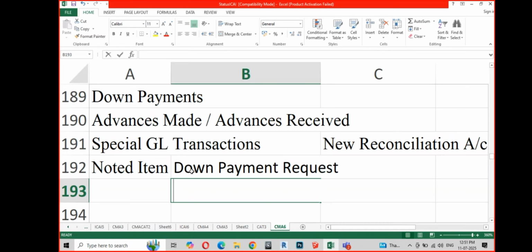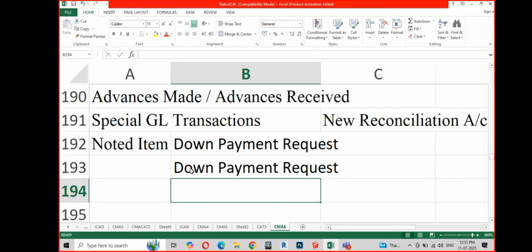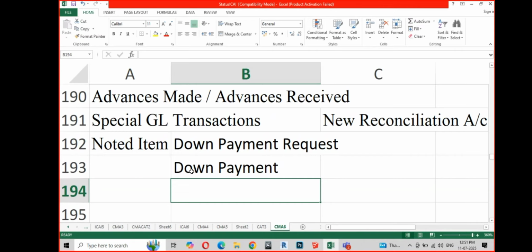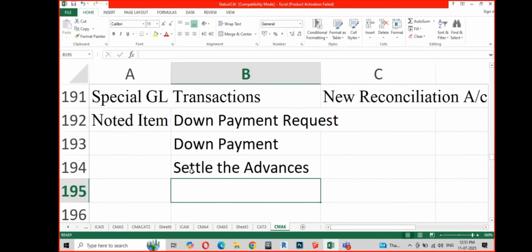Now, in the second step, you actually make the down payment transaction. In the sense, there is an exchange of money. You pay the money to your vendor in advance. You receive the money in advance from your customer. Now, ultimately, what should happen? How do you settle the advance? You need to settle, right?